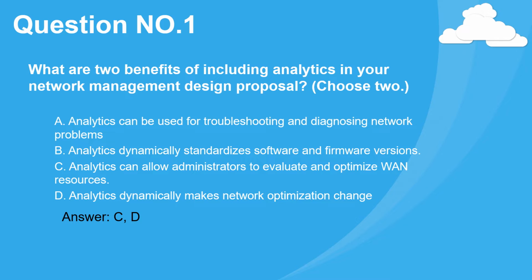Question number 1. What are two benefits of including analytics in your network management design proposal? Choose 2. A. Analytics can be used for troubleshooting and diagnosing network problems. B. Analytics dynamically standardizes software and firmware versions. C. Analytics can allow administrators to evaluate and optimize WAN resources. D. Analytics dynamically makes network optimization change. Answer: C, D.